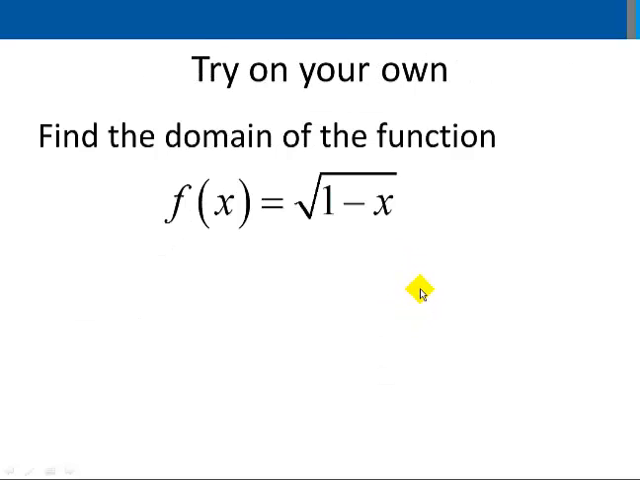Try this next example on your own. Find the domain of the function f of x equals the square root of 1 minus x.